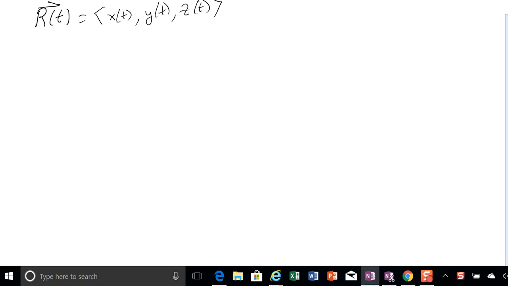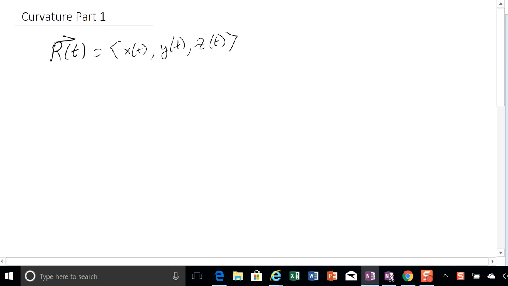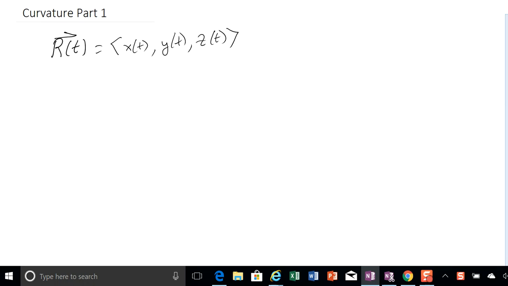Alright students, today we're going to talk a little bit about curvature, at least the first part of my lecture on curvature. A lot of times we've been talking about these vector valued functions, and we're going to eventually get to them as describing position as a function of time.